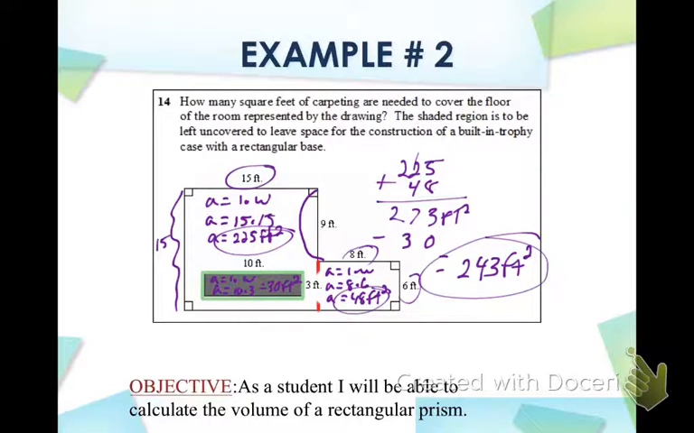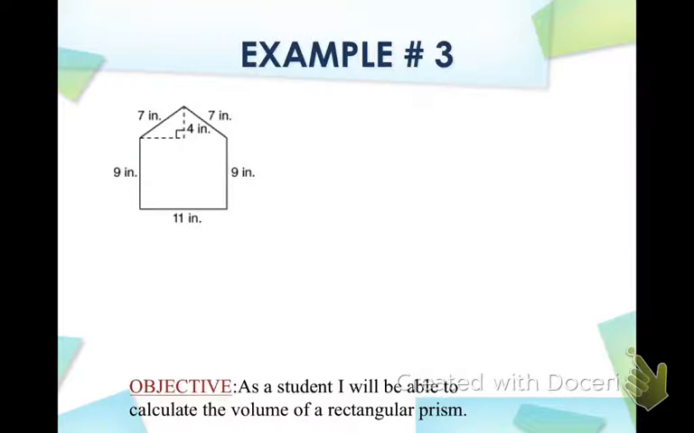Here we go. Example number 3, this one. This is another one that's two shapes. This one's a little bit different because we have a triangle at the top. So two shapes. We have a triangle, we have a rectangle. Let's work on the rectangle first. Area equals length times width. Well, we got 9 by 11, so let's use it.